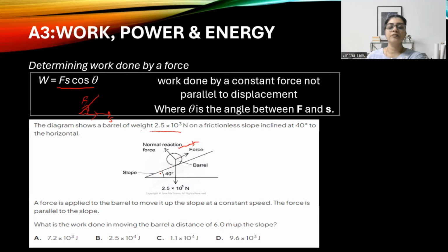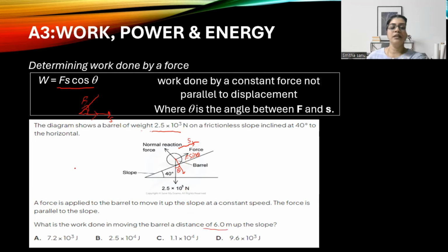If you remember, the weight is vertically downward, so you have to resolve it into two components. If you can see here, there is a component of F which is perpendicular to the slope, and there is a component of F which is parallel to the slope. We are going to see the component of force which is in the direction of displacement. So we are going to use this mg sin theta in the direction of displacement. So always take the force in the direction of displacement. So this is F into sin theta, and this S is the displacement along that direction, and it is given as 6 meters.